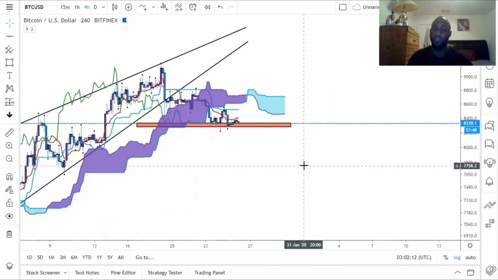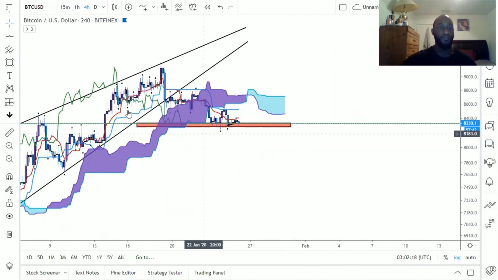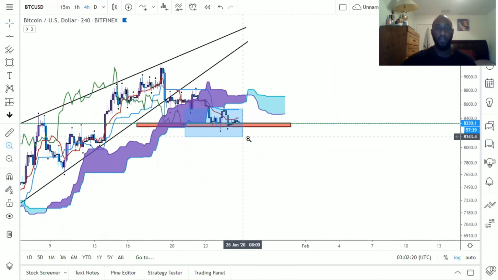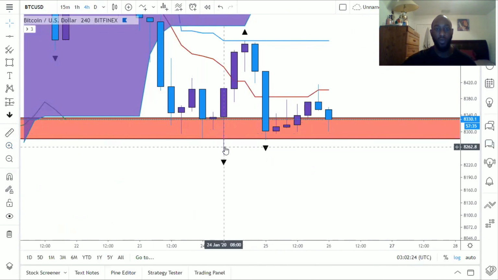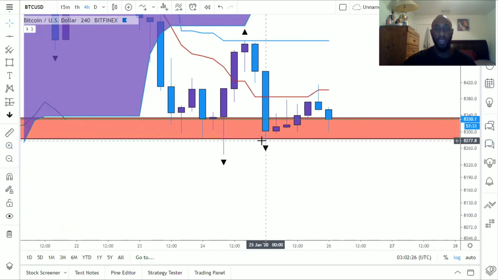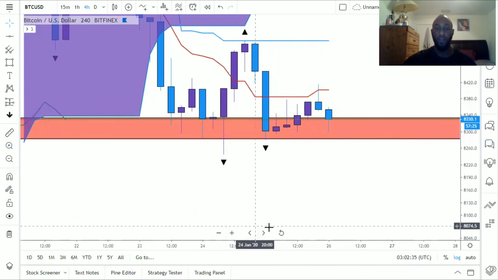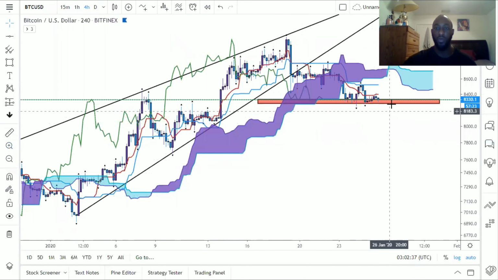Don't think of support as just a line. Think of it as an area that you could look at. It's a box. It touched the top of this box, as you can see, but this one also touched below the box, touched right on the bottom of the box, in the middle of the box, moved up. So you have to also realize that's what the market does as well.